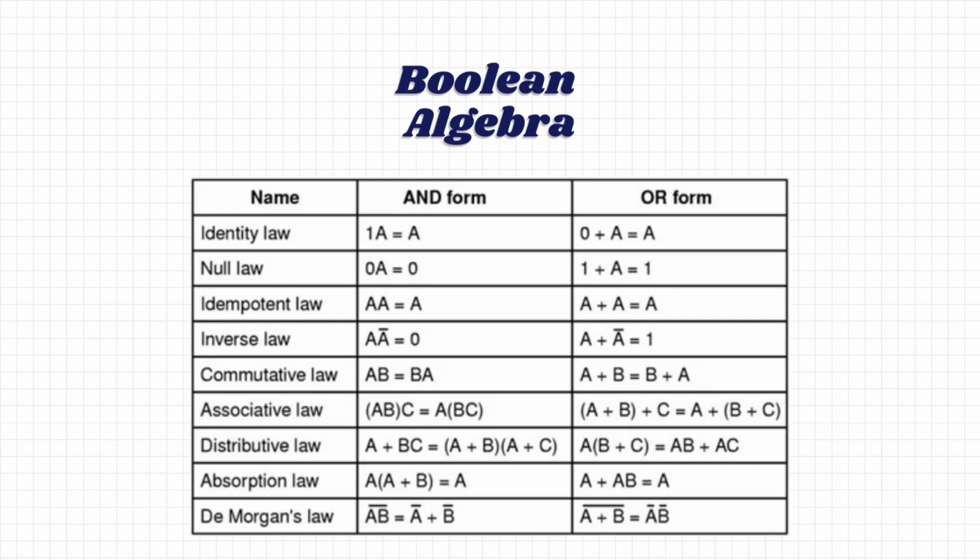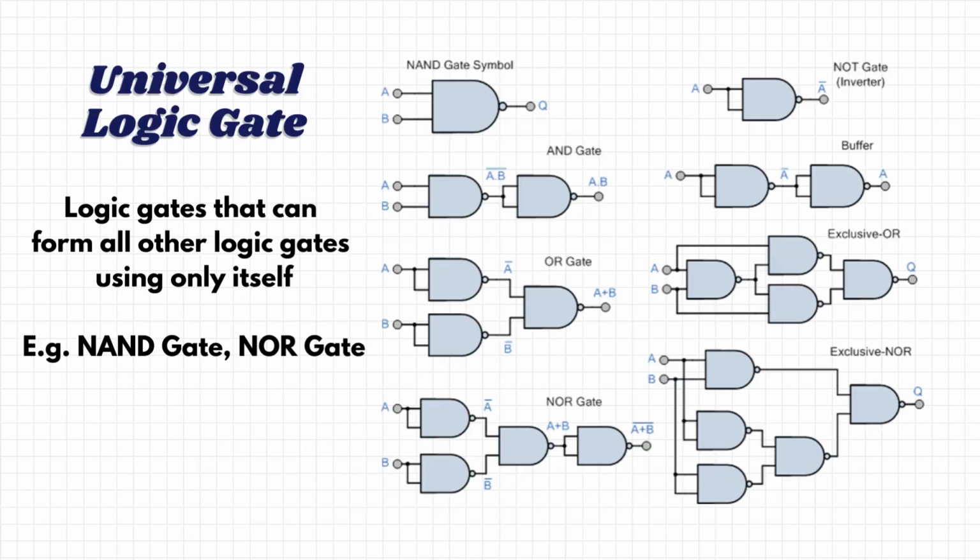This table shows the few common theorems for AND and OR logic gates. Here we have a diagram of the universal logic gates, which are logic gates that can form all other logic gates using only copies of itself. The most common examples of these are the NAND gate and NOR gate, which on the right we have an example for the NAND gate as a universal logic gate.